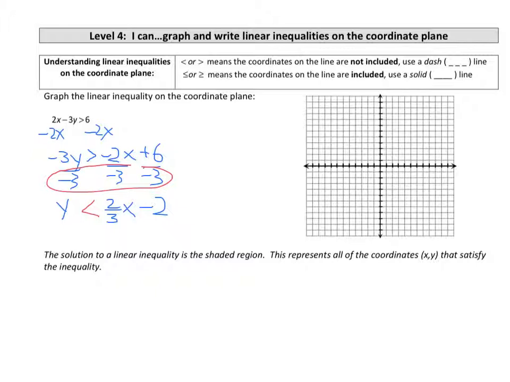First we graph the line y equals 2/3 x minus 2. And so we do the y-intercept first, which is negative 2. And then the slope is 2/3, so I go up 2 and right 3, up 2, right 3, up 2, right 3. Or I could go down 2 and left 3.